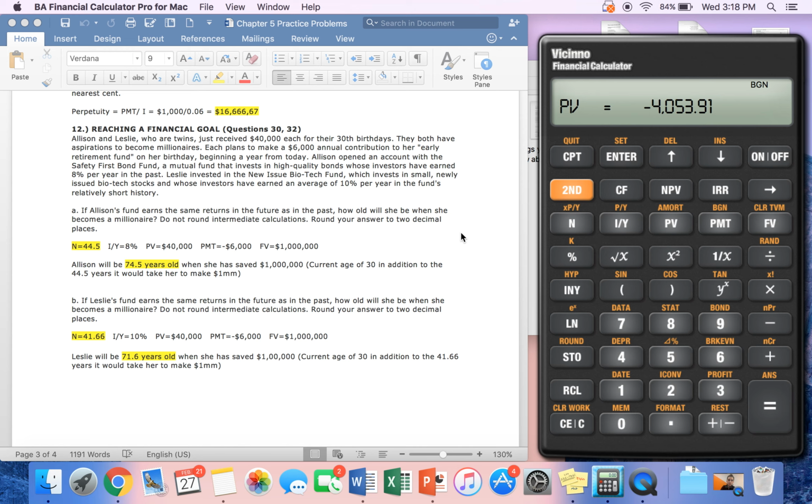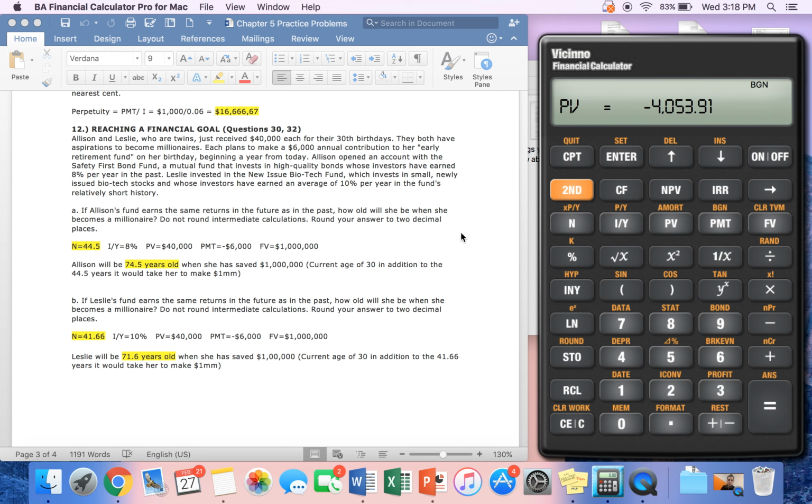So part A says, if Allison's funds earn the same returns in the future as in the past, how old will she be when she becomes a millionaire? Okay, so let's go ahead and break this question down. We're trying to figure out how old Allison will be when she reaches $1 million in her brokerage account. So in this question, this is a time question. We are solving for n in this question.